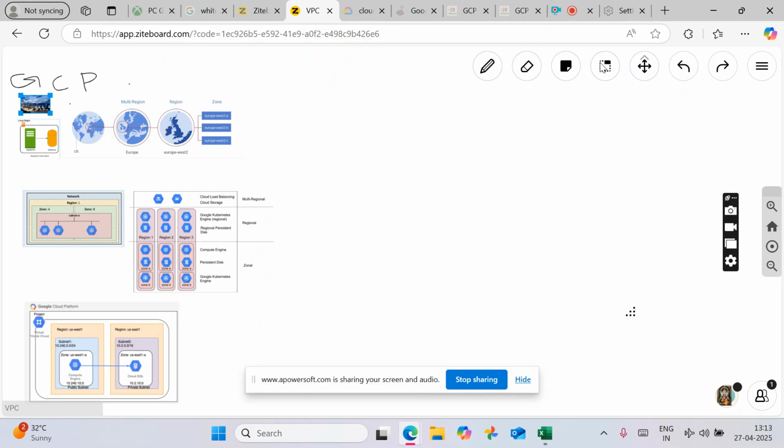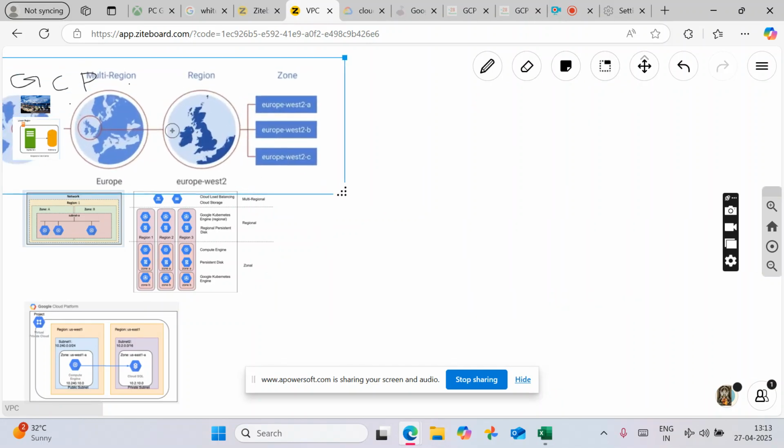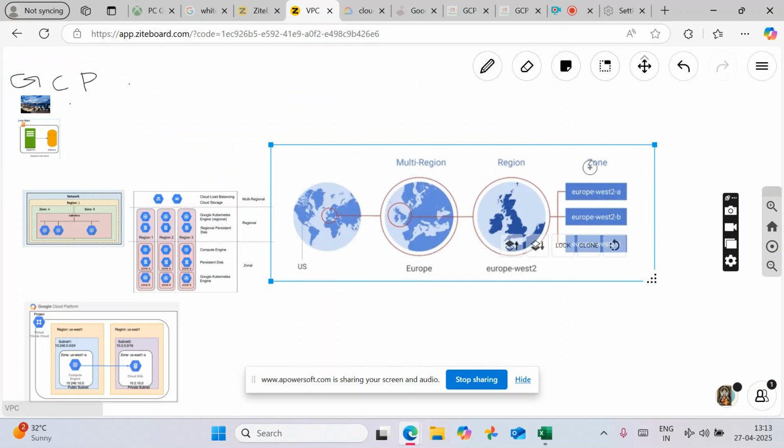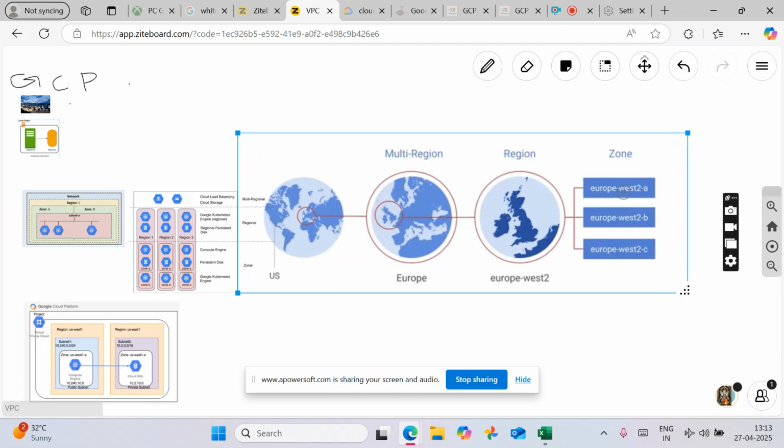Now, we'll see how it is located. Think that a zone is nothing but your physical location. Let's say you have a zone. This is data center A and data center B, data center C. All these three data centers are located in the respective zone. So these three zones are collectively called a region. Likewise, across the globe we have multiple regions. Let's say US, Europe, Asia, and so on.